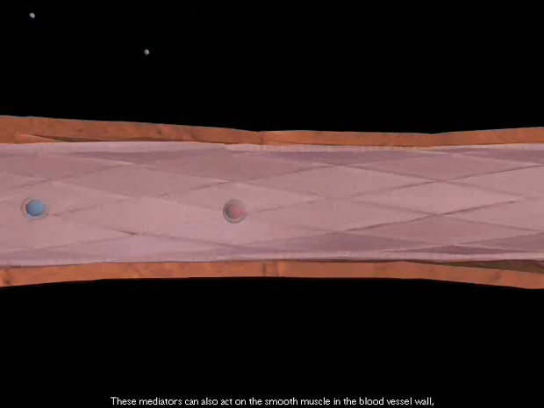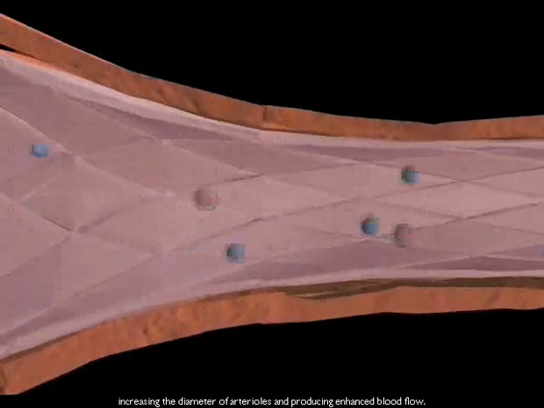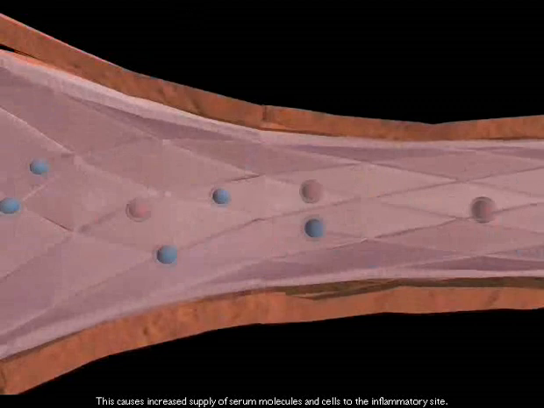These mediators can also act on the smooth muscle in the blood vessel wall, increasing the diameter of arterioles and producing enhanced blood flow. This causes increased supply of serum molecules and cells to the inflammatory site.